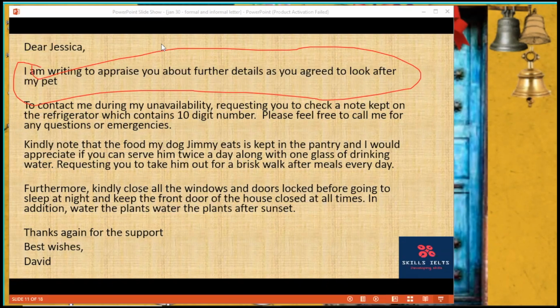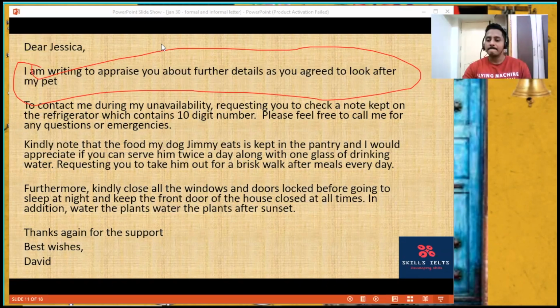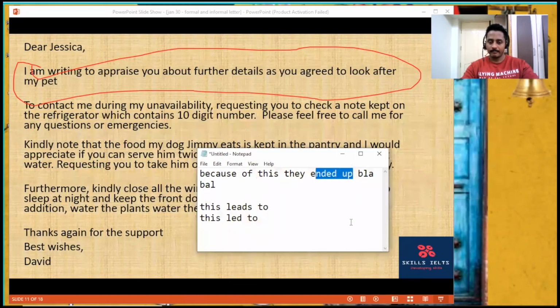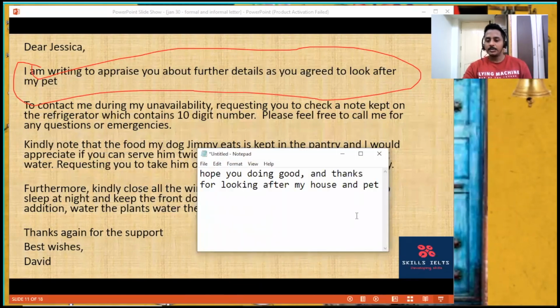No, Pooja. Let's take Pooja's answer. Hope you're doing good and thanks for looking after my house. No, Jessica has agreed to look after your house. She has not yet started looking after your house. Correct? Anyone else?